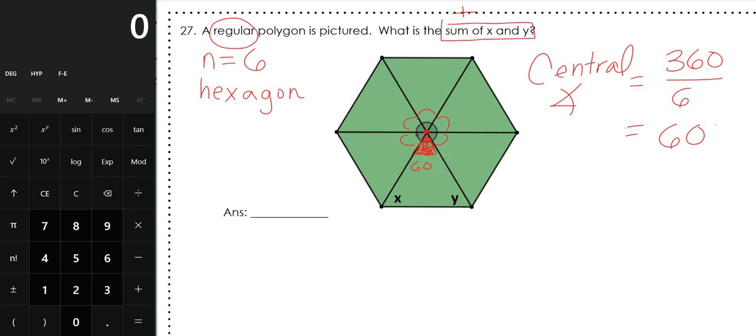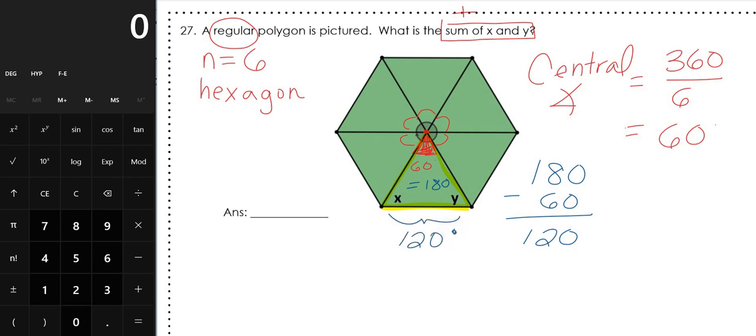So getting x and y is going to be really easy, because we know that in any triangle, all three angles add up to 180. If all three of these angles add up to 180, we've already used up 60 degrees. Now we can figure out what's left for x and y together, in other words, the sum of x and y. So I'm going to take 180, subtract 60, and I'm left with 120 degrees. So my answer for x and y together is 120 degrees. Quick and easy. Moving on to number 28.